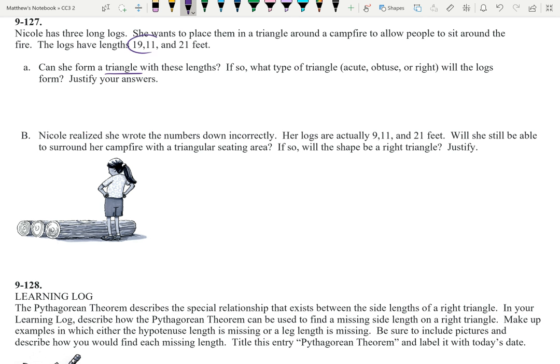So if I have 19 and 11, and again, drawing a diagram always helps out. I've got 19 and 11, and then 21 is my longest side. Can this create a triangle? Is that possible? All right, think about what you know about the triangle side length theorem to help you figure this out. And then we look at problem A. It says, can she form a triangle? And we just answer that by justifying our answer with maybe a drawing, hint, hint.